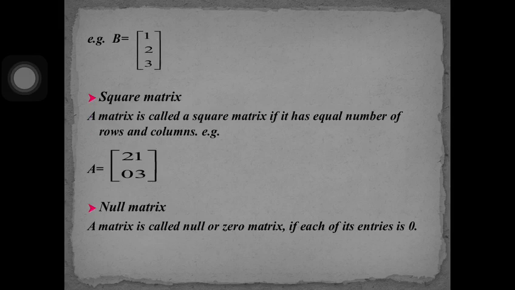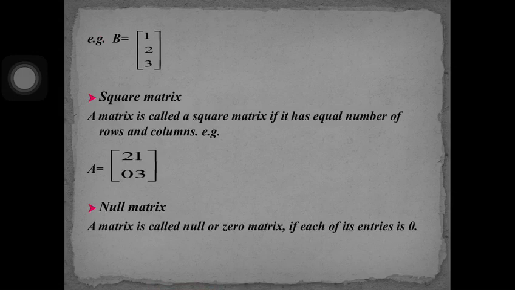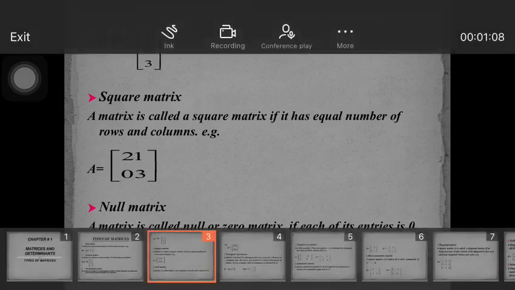Next one is a square matrix. A matrix is called the square matrix if the number of rows is equal to the number of columns. Example: A is equal to 2, 1, 0, 3. There are two rows and two columns, so the number of rows is equal to the number of columns. It is a square matrix.